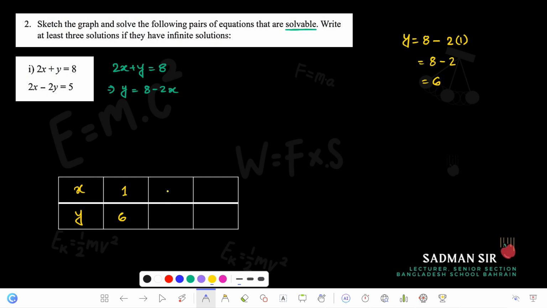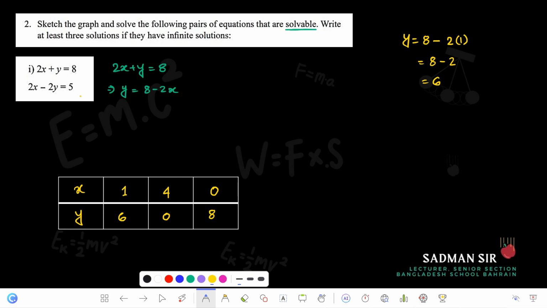Like that, if I take the value of x as 4, I will get 4 twos are 8, 8 minus 8 is 0. And then if I take the value of x as 0, then 2 into 0 is 0, then 8 minus 0 is 8, so y will be equal to 8. Okay, so we got one table.